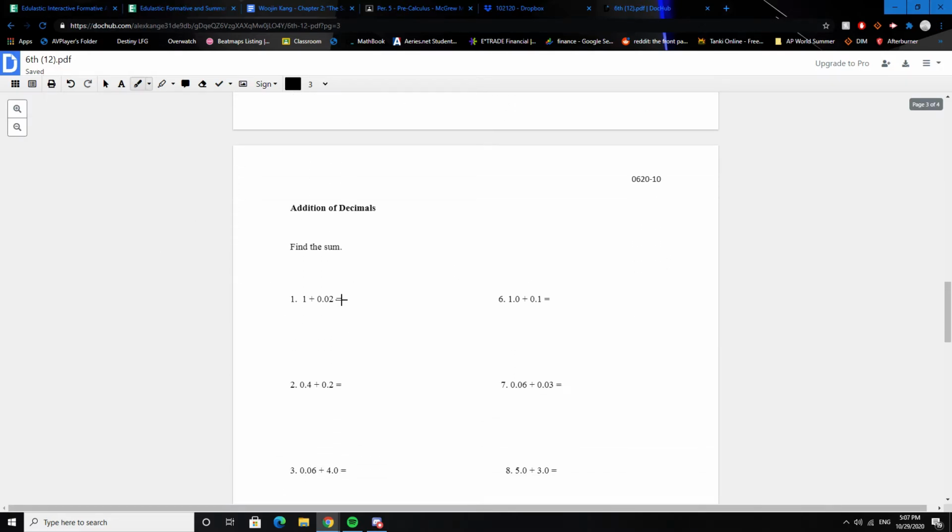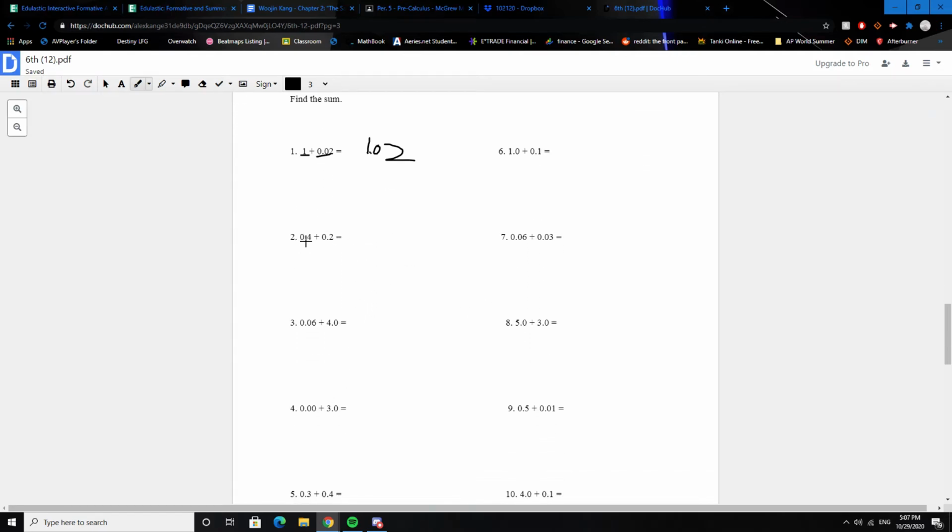Alright, continuing. Addition of decimals. Very easy. You're just matching the placeholders. So 1 is in the whole numbers, it's in the ones place, right? 0.02 is in the hundredths place. So all you gotta do is just replace the 1 with the 0. So it's just gonna be 1.02, because this middle number is unchanged. The tens place is unchanged.